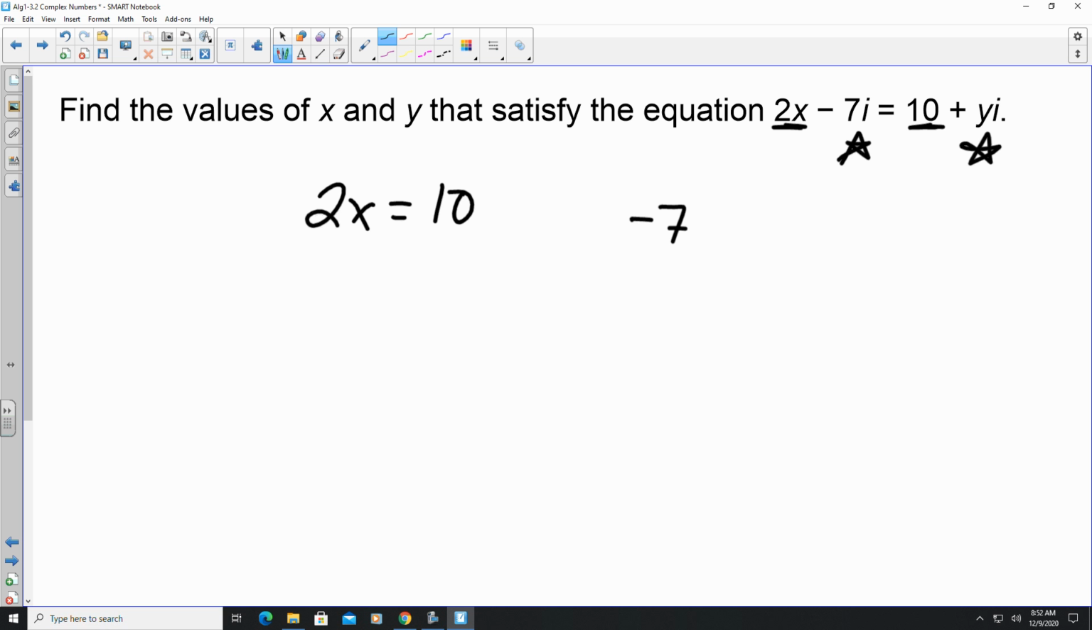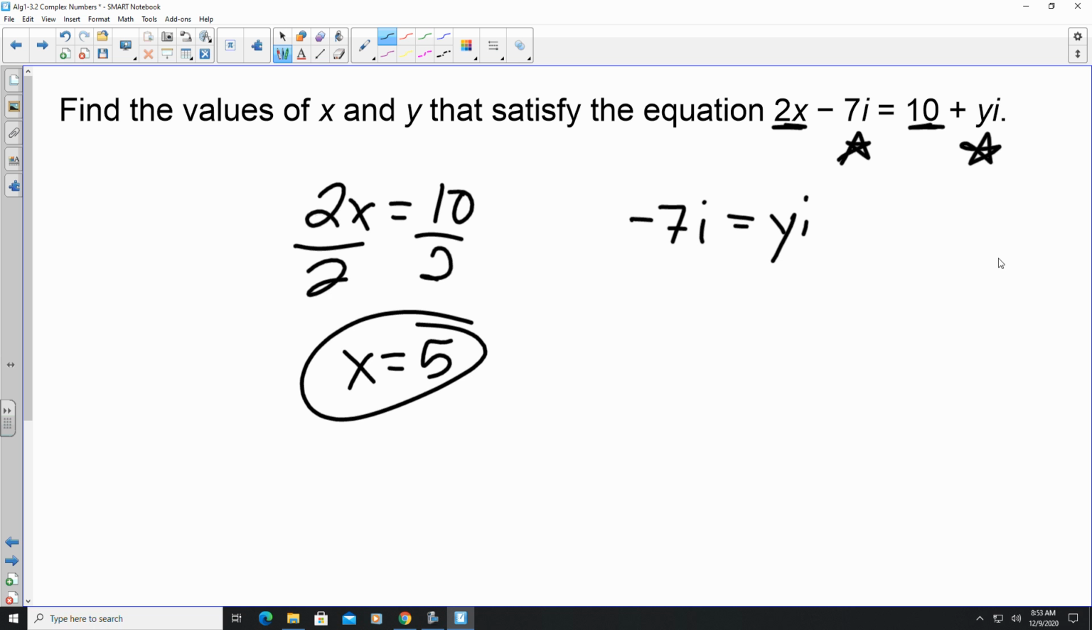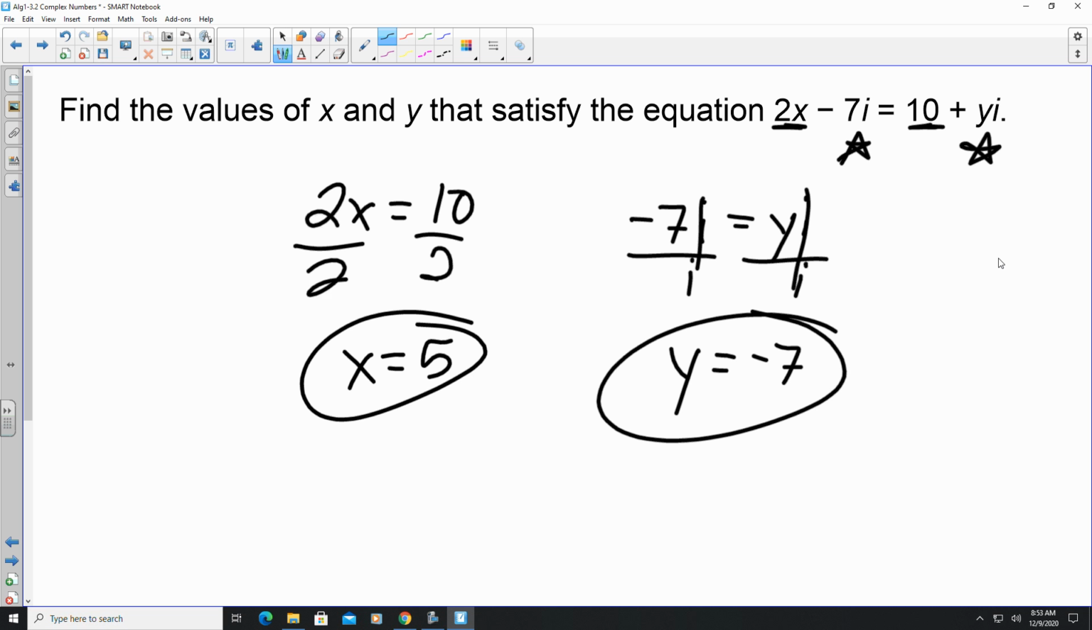So this is going to be negative 7i is equal to positive yi. To get your values of x and y that satisfy the equation, you're just going to solve for each individual x and y. So I divide by 2 here. x is equal to 5. Then I'm going to divide by i on both sides. So now y is equal to negative 7.